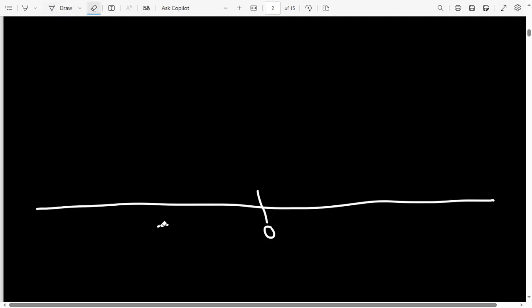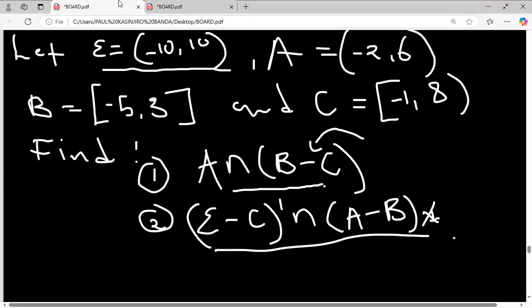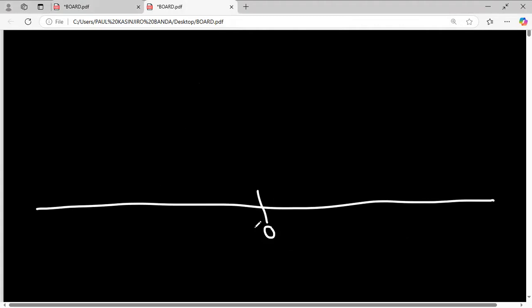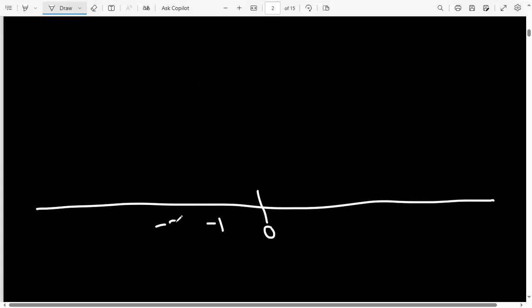Let me remove this. So from the sets that have been given there, what negative numbers do I have? -10, -2, -1, and -5. Those are the numbers I'm going to put here. So -1, okay, -2, -5, and then -10. Then from the positive numbers, I have 3, I have 6, I have 8, and then I have 10. So this is what I have on my set.